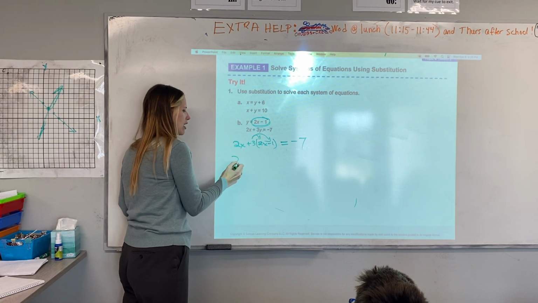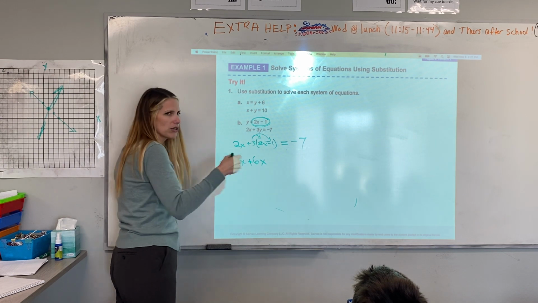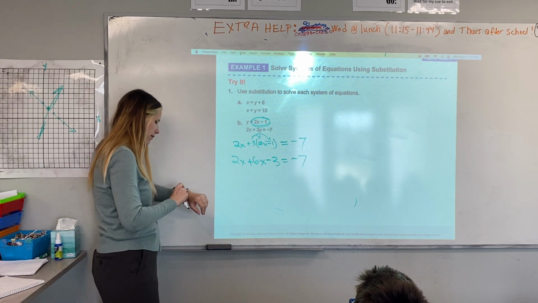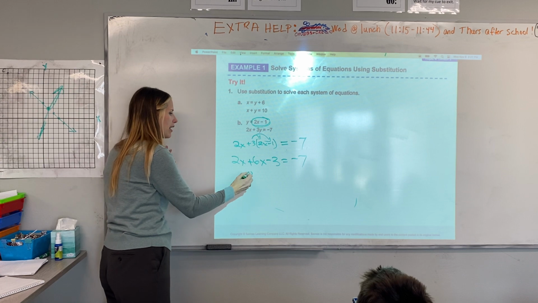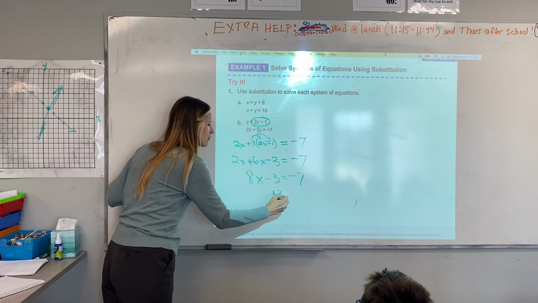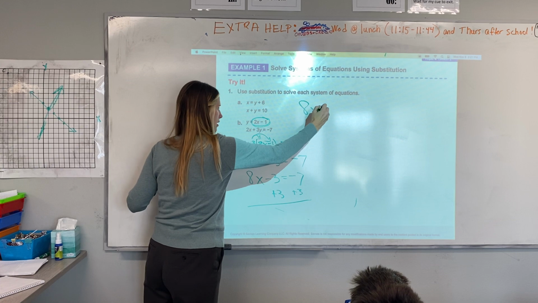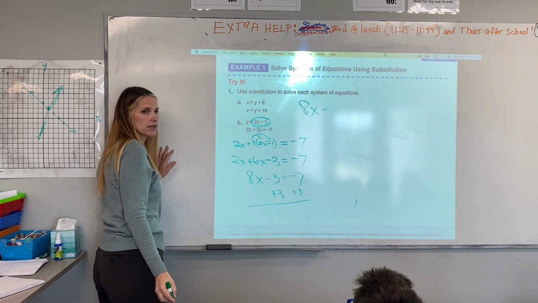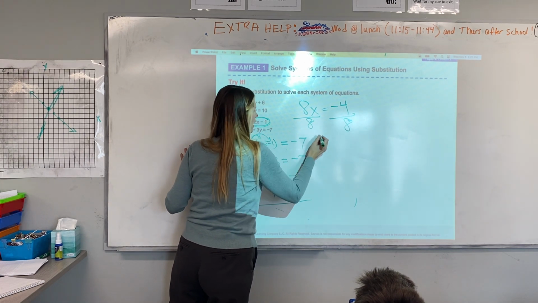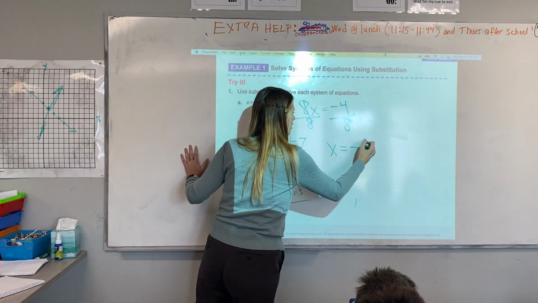Okay. So I'll distribute. I've got 2x and I've got plus 6x and I've got -3. Equals -7. Now I can combine and I get 8x minus 3 equals -7. Plus 3, plus 3, and I get 8x equals -4. Divide by 8, divide by 8, and I get x equals -1/2. -1/2 is correct.